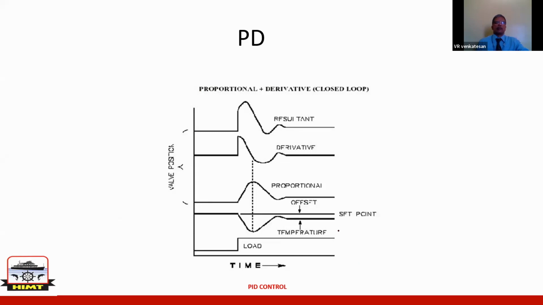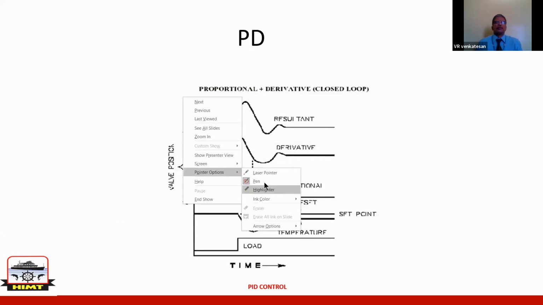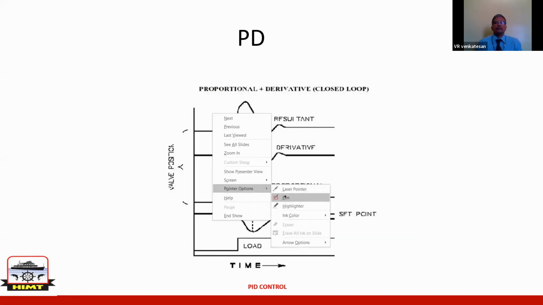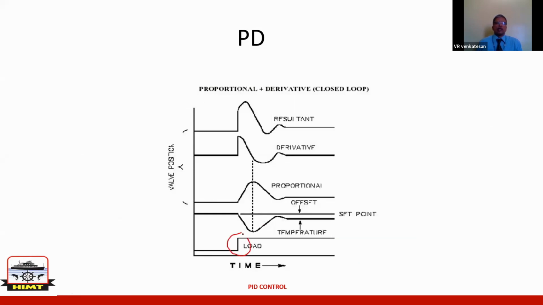So this graph shows proportional plus derivative. What you see here is a sudden increase in load. Imagine this is some value which is changing. Here it is temperature, which is what you need to maintain. The temperature is dropping like this. As the temperature drops, proportional control will generate an output like this. The output of the proportional control increases steadily.